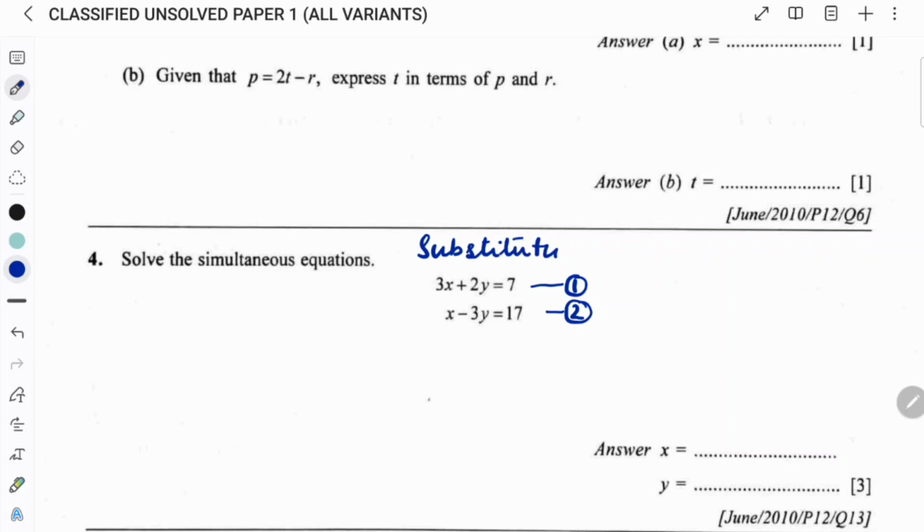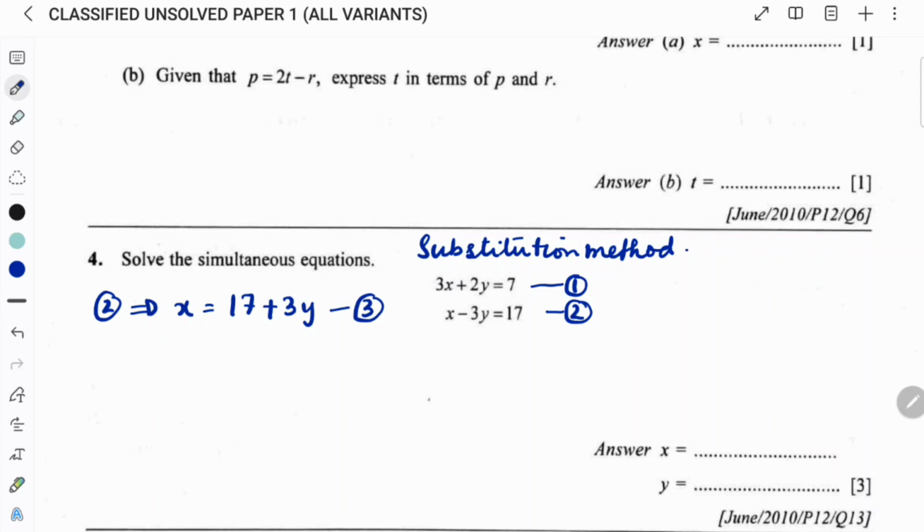Okay, learn the substitution method to solve the simultaneous equations. In the substitution method, we make x or y the subject. It's easier for you to make the subject the variable which has the coefficient 1. So from the second equation, we know that x equals 17 plus 3y, because 3y was negative, so it becomes plus 3y over there. Make it like this, this is equation 3. Equation 3 has come out from equation 2.